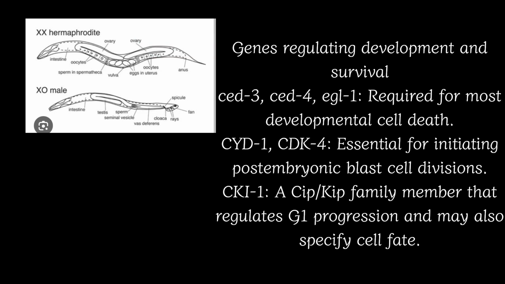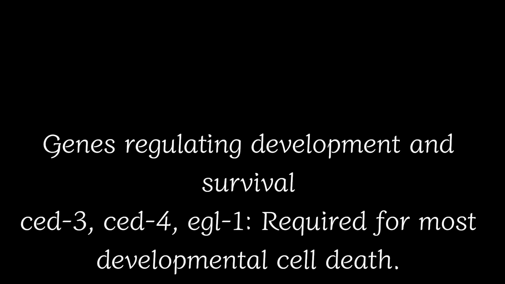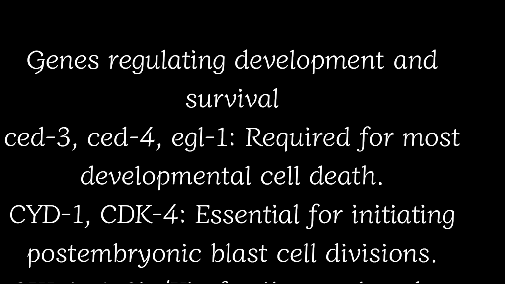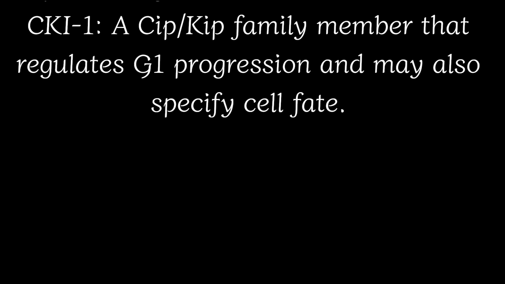So the various genes that are involved in the life cycle, like for gene regulation, development and survival, are CED3, 4 and 1, and EGL1, which is required for most developmental cell death. CYD1 and CDK4 are essential for initiating the post-embryonic blast cell division. CKI1 is a Kip family member that also regulates the G1 progression and may also specify the cell fate.